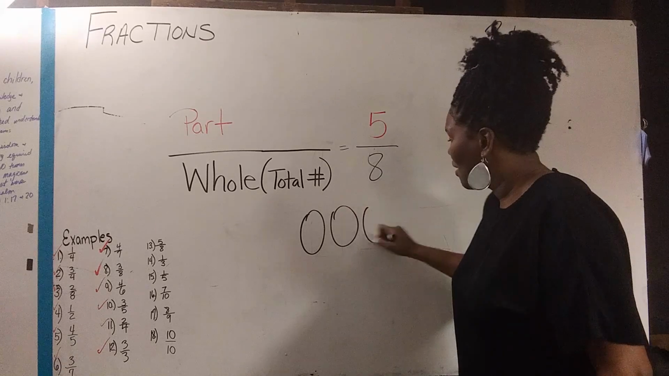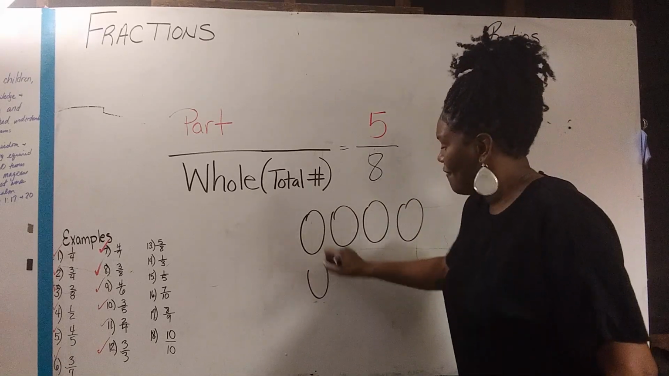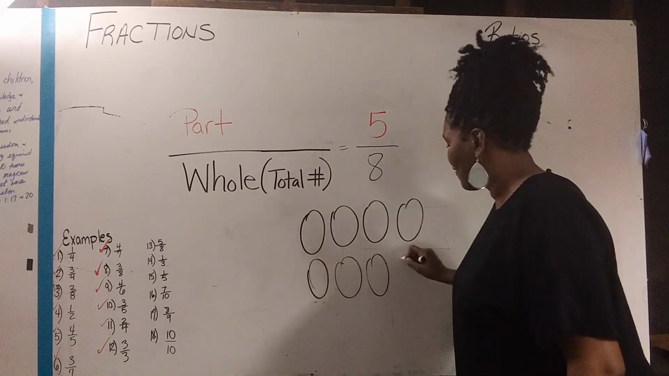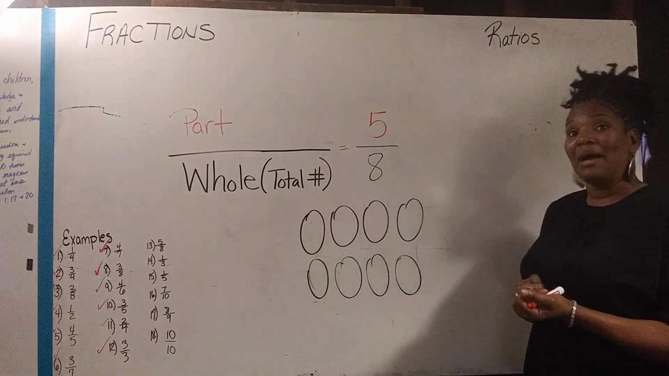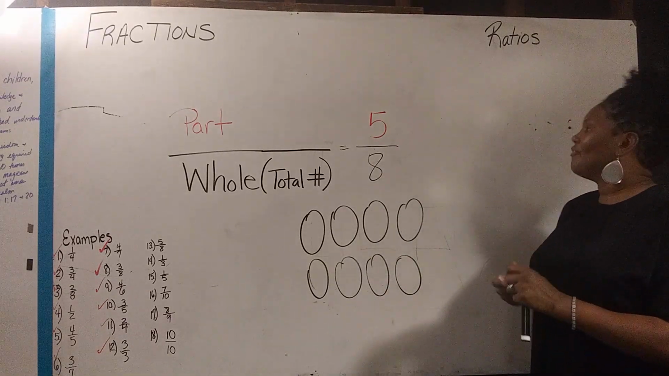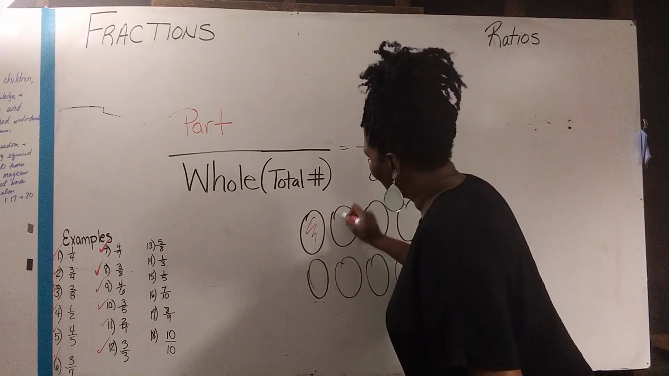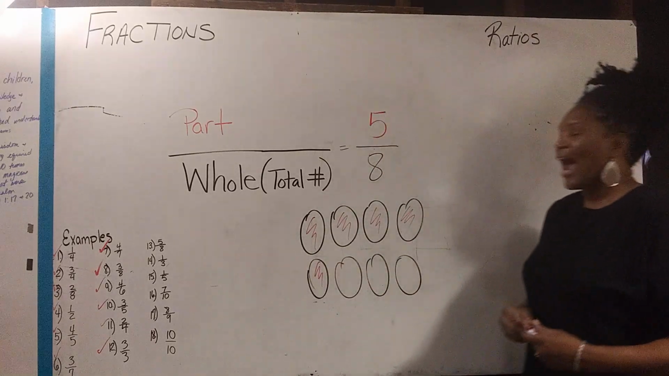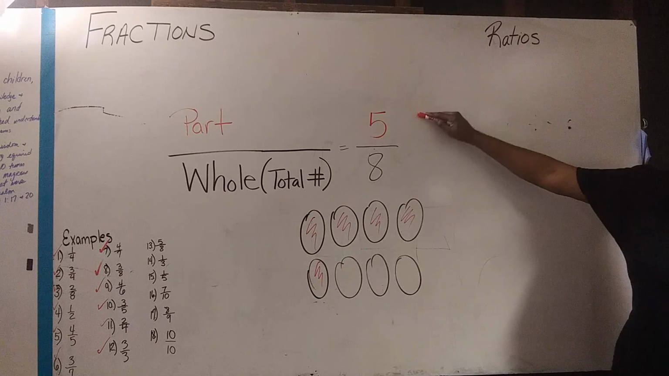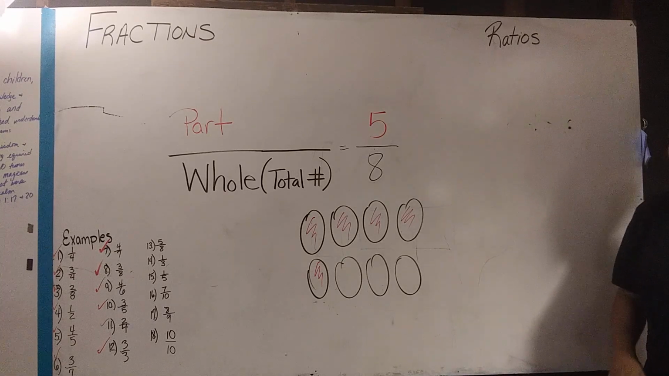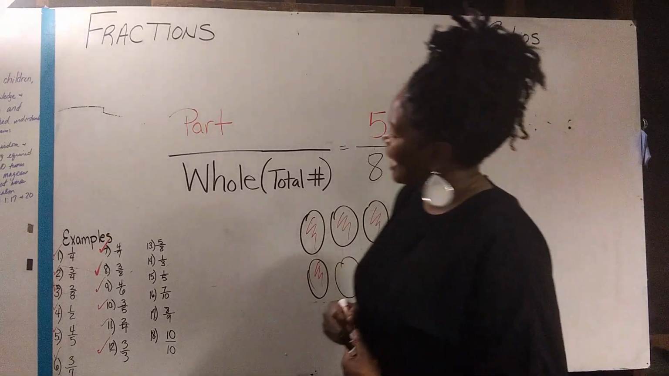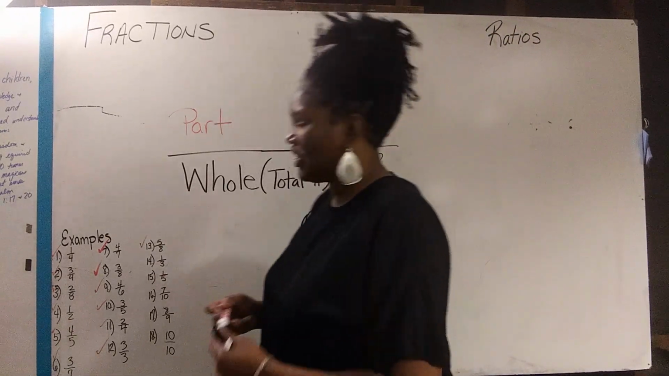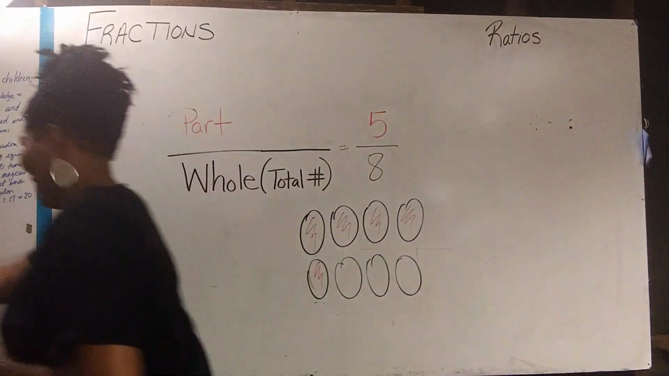1, 2, 3, 4, 5, 6, 7, 8. We got 8 of them. How many are we going to color? 5. 1, 2, 3, 4, 5. Our answer is 5/8. Good job. Did we get that one correct? Yes, we did. Put a check. We're going to the next one.